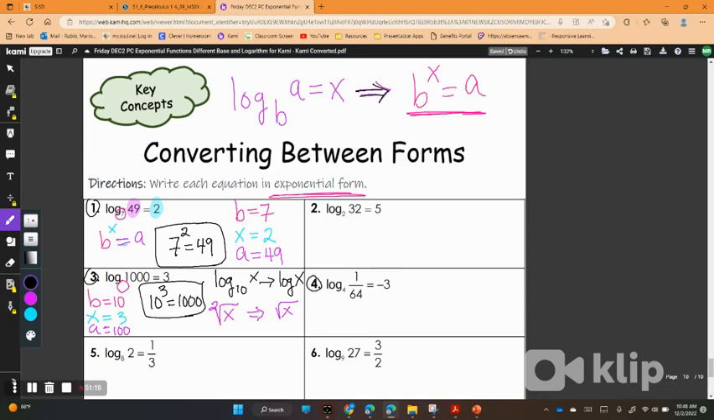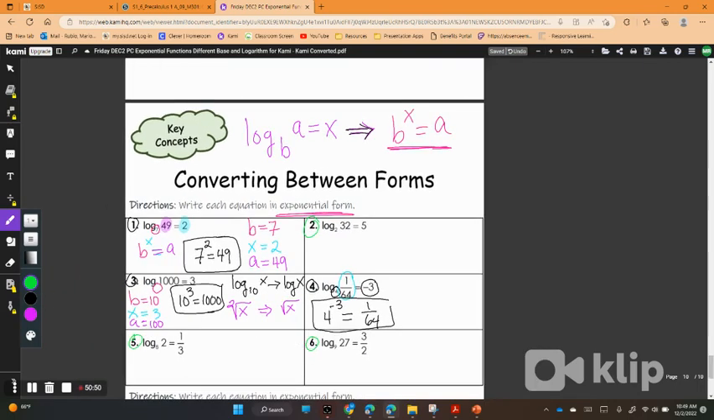Do number 4. Okay, we have our base of 4. X is negative 3, so I'm going to write 4 to the negative 3 equals a, which is right up here, 1 over 64. And that's how we leave it. I want you guys to try to practice today problem number 2, number 5, and number 6 in your notebooks.